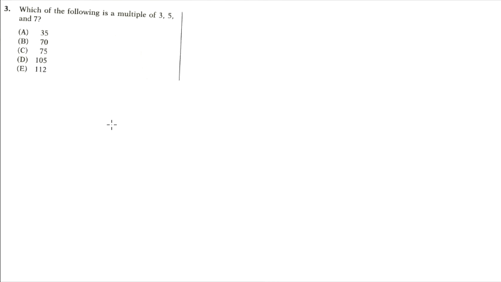Which of the following is a multiple of 3, 5, and 7? Well, one thing that's important to note here is that we have primes here, so really you've got to multiply them all out. So we're going to have 3 times 5 is 15, times 7, 105, I believe, which brings us to this one.